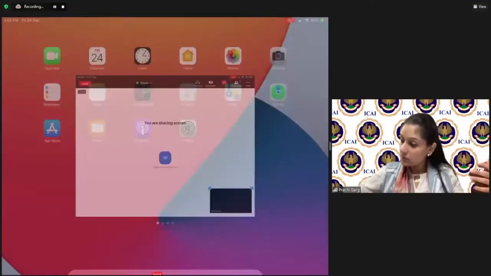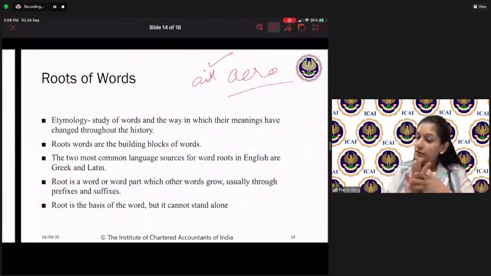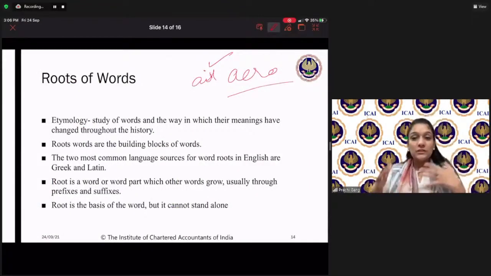Okay, so this is what it is about. The root is the word or word part from which other words grow, usually through prefix and suffix. Usually you add either a prefix or a suffix to the word, and this is how the other words grow. You can add so many prefixes or suffixes, and then eventually the verb.